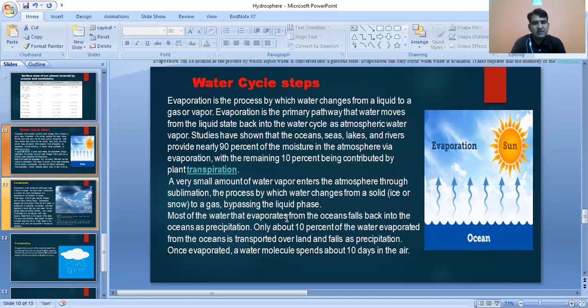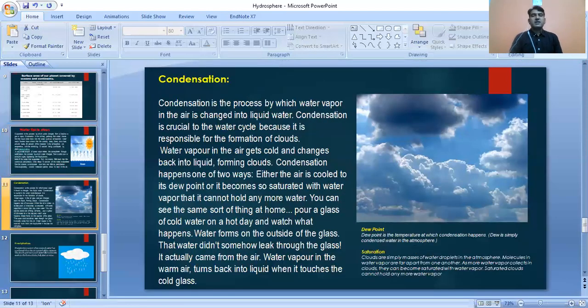Most of the water that evaporates from the ocean falls back into the oceans as precipitation. Only 10% of the water evaporated from the oceans is transported over the land and falls as precipitation. I told you 90% falls in the oceans and 10% goes to the land mass area. Once evaporated, water molecules spend about 10 days in the air. So that was the first process, when water goes up as vapor and remains available in the atmosphere.